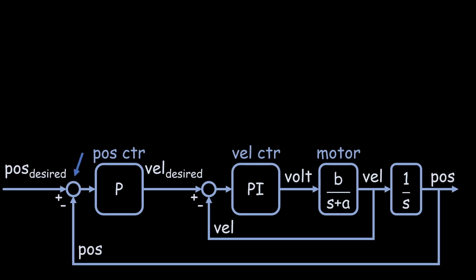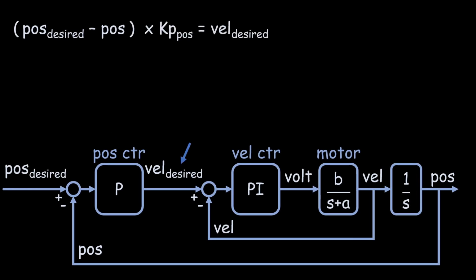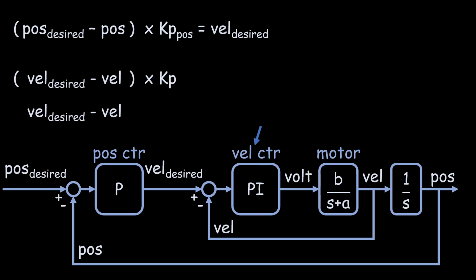For position control loop, the desired position is subtracted from the measured position, and this difference is multiplied by Kp to output the desired speed. For speed control loop, the desired speed is subtracted from the measured speed, and the speed difference is processed by the PI controller, where the difference is multiplied by Kp, and the integral of the speed difference is multiplied by Ki. Both are summed. This results in the output voltage for the motor.